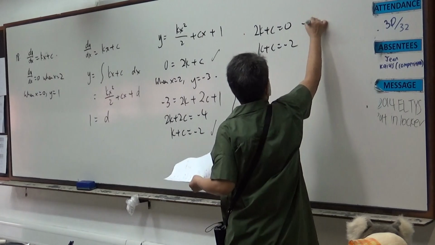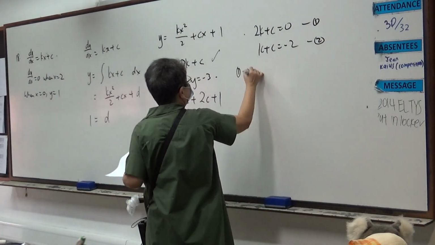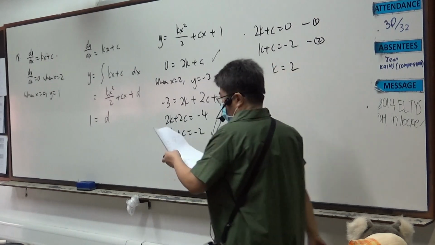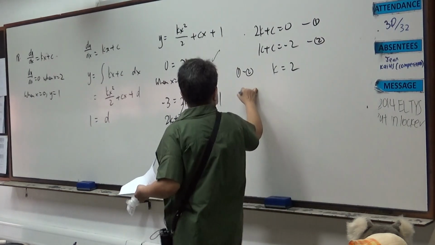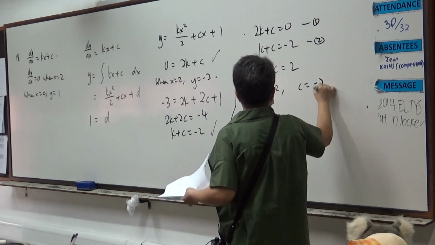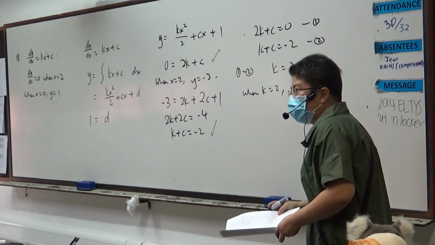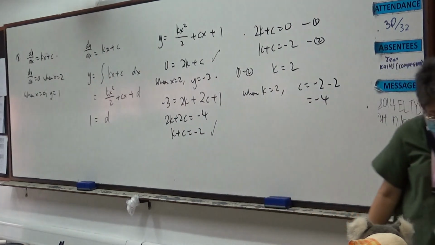Now let's call this equation 1, equation 2. I take equation 1 minus equation 2, I'll get k equals 2, right? Okay? So when k equals 2, c will be -2 minus 2. c will be -4. Agree now? So what is the question asking for?